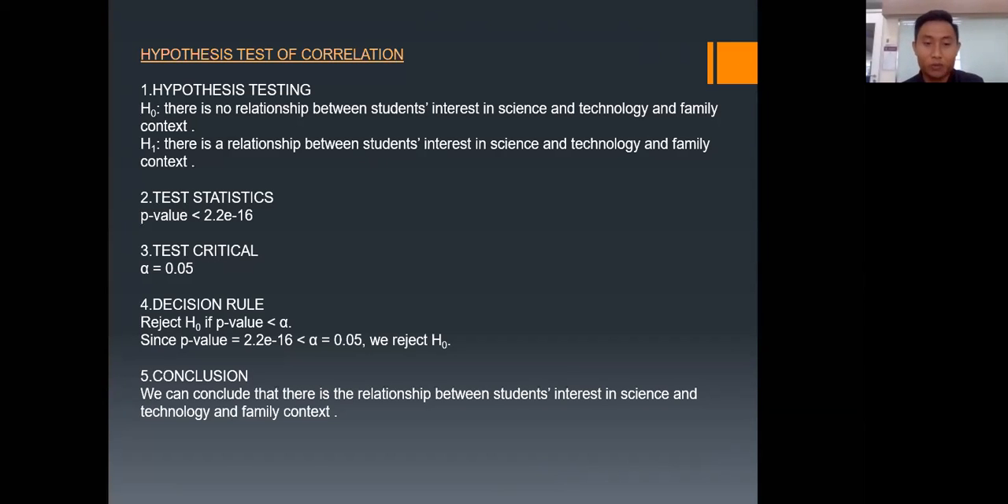(0.0002). Our test critical, we use alpha equal to 0.05. Decision rule, reject H0 if p-value is less than alpha. Since p-value is less than alpha, we reject H0. So as the conclusion, we can conclude that there is a relationship between student interest in science and technology and family context.